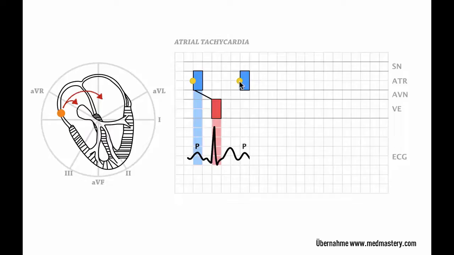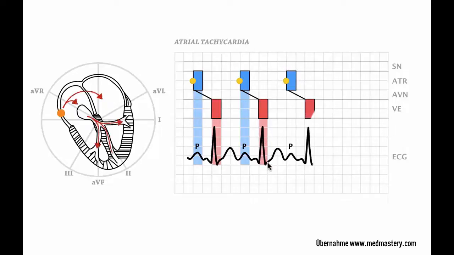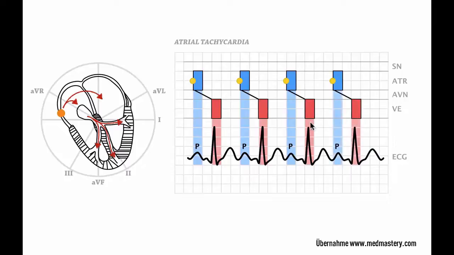in the ladder diagram. Atrial focus discharges, depolarizes the atria, impulse travels to the ventricles, depolarizes the ventricles, then you see the QRS complex. Atrial focus discharges, depolarizes the atria, P wave, travels down to the ventricles, QRS complex, and so forth. As in sinus tachycardia, the impulse depolarizes the atria before it depolarizes the ventricles.